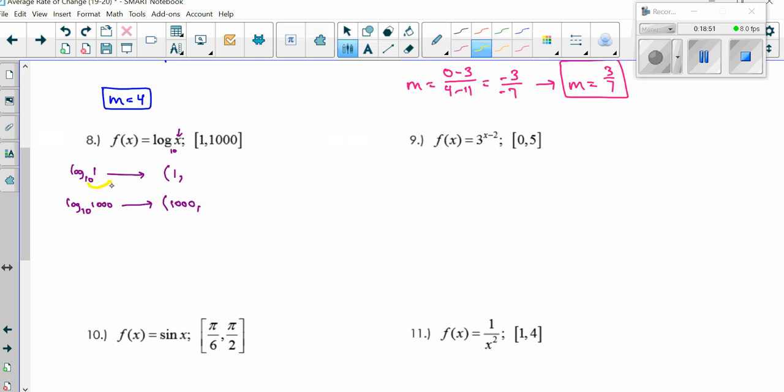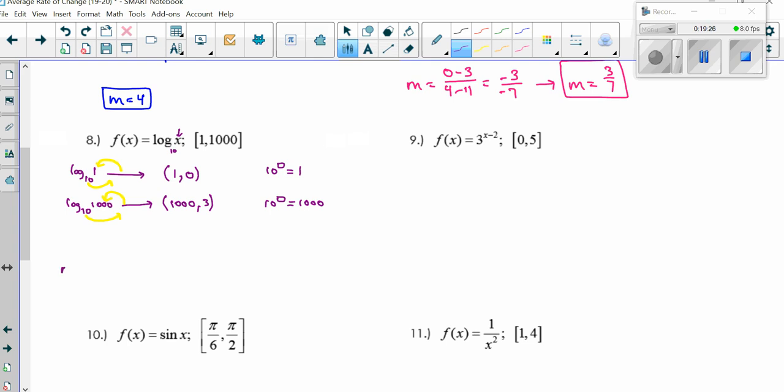Okay, remember this is saying 10 to the what power equals 1, and this is saying 10 to the what power equals 1,000. Okay, so I'm going to write that out just so we can see it. I didn't give myself space to do that. So it's going to be 10 to the what power equals 1. This one over here is 10 to the what power equals 1,000. So this would be 10 to the 0 equals 1. So input of 1 gives me an output of 0. This one is 10 to the third power, gives me 1,000.